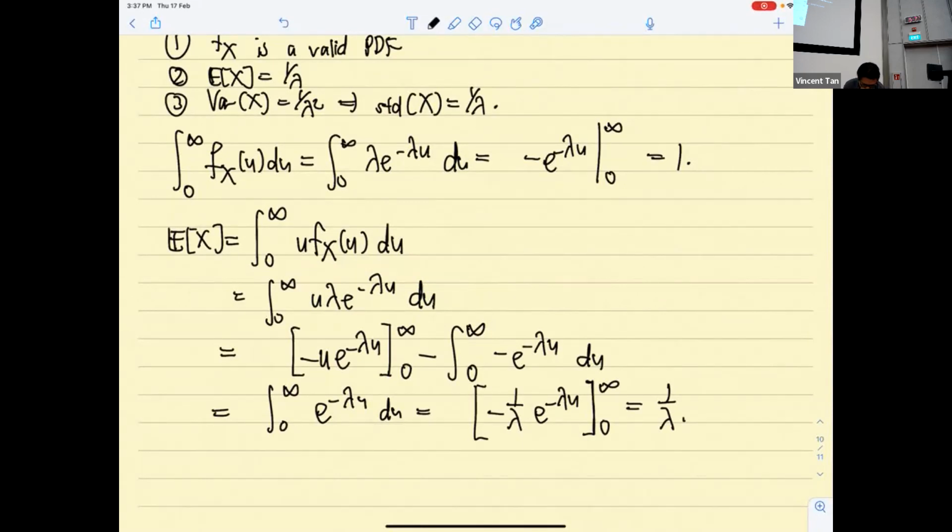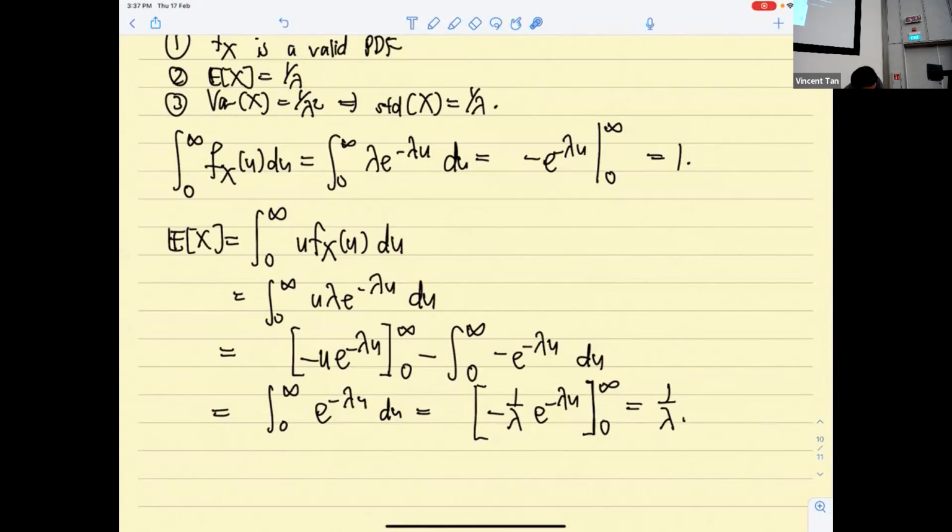Very good. It's a bit painful, but we have to do it. So the expectation I verified to be 1 over lambda. Okay, so we are all set. This is the expectation. If you don't know what I'm doing, I can explain integration by parts to you, but not in this lecture.